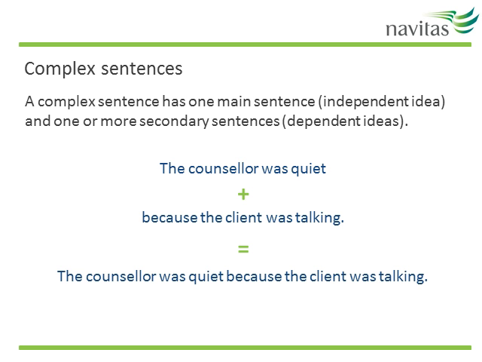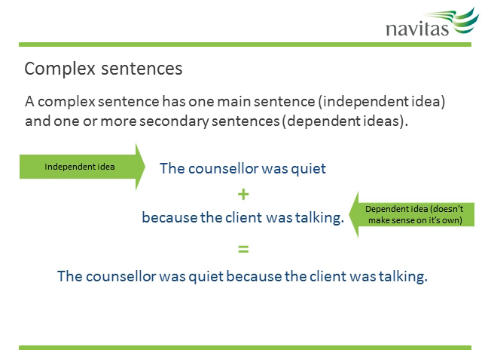Another type of sentence is a complex sentence. A complex sentence has one main sentence, the independent idea, and one or more secondary sentences, the dependent ideas. In this example, we have the counsellor was quiet, which is a complete sentence, and because the client was talking, which doesn't make sense on its own because we don't know what because relates to. When we join the sections together though, we get the counsellor was quiet because the client was talking, which makes sense and is known as a complex sentence.